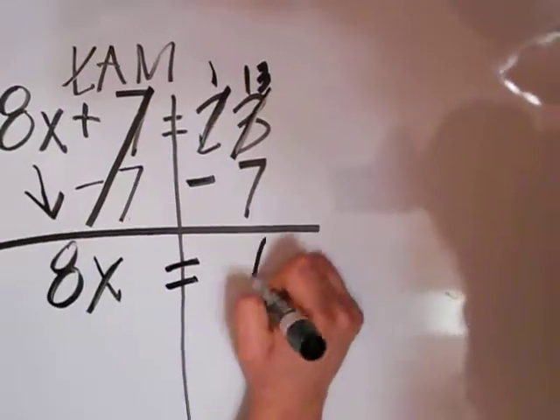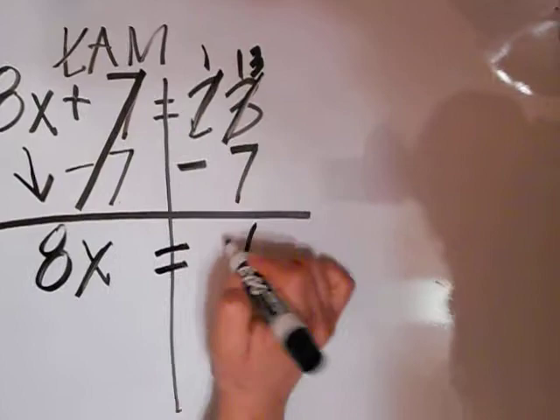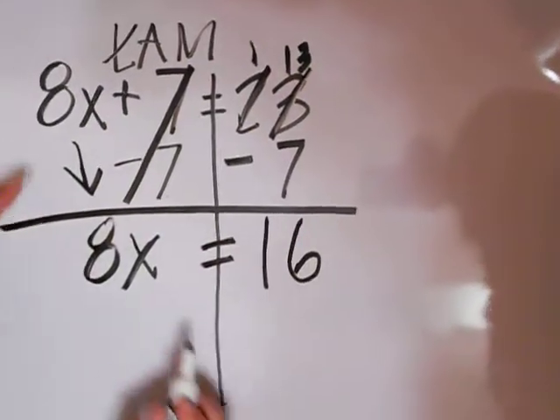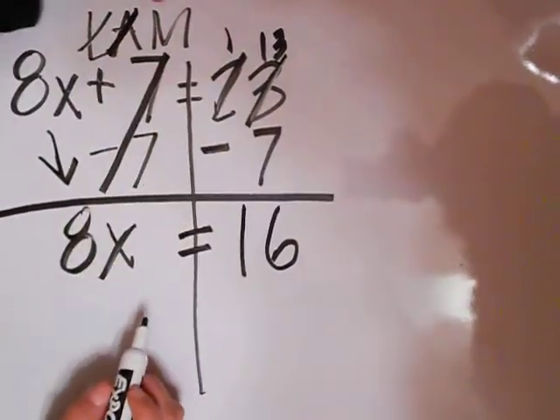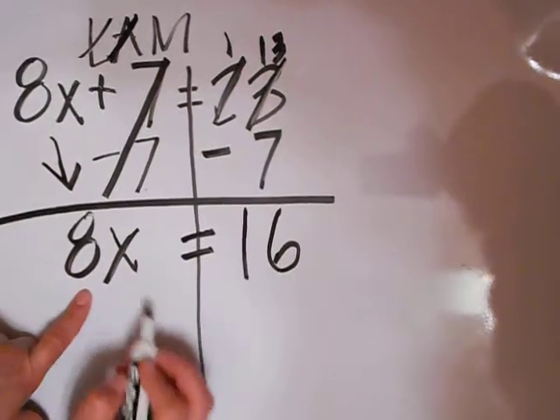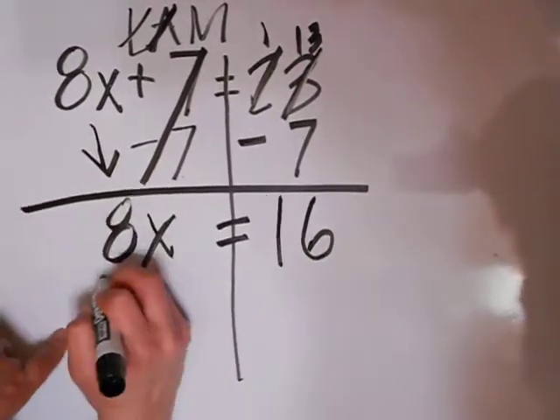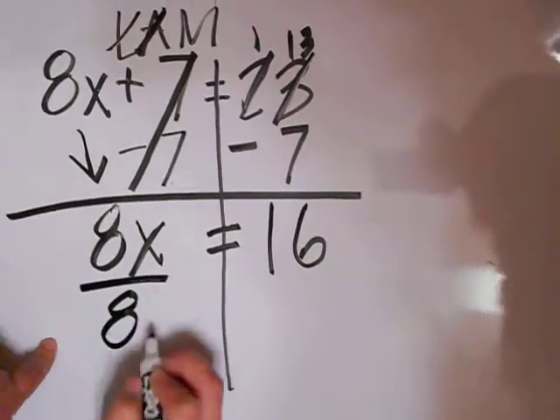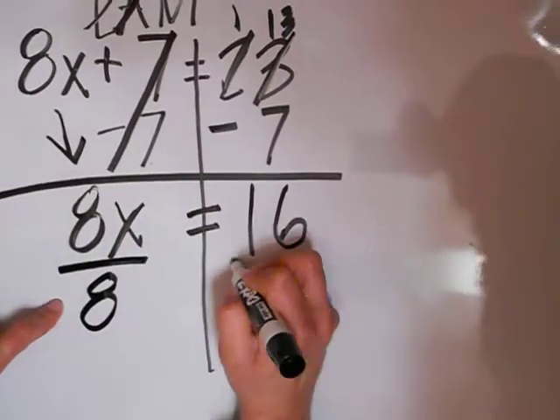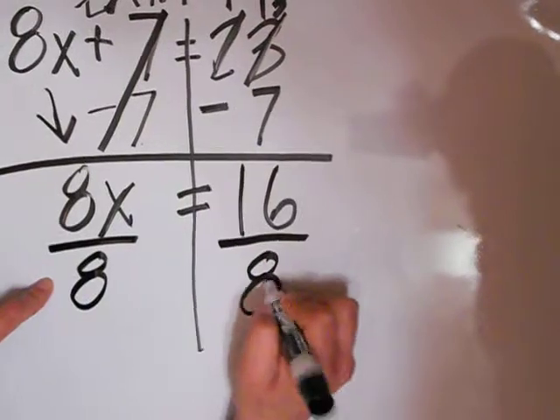minus 7 is 6. 1 minus 0 is 1. Now I have to do my M, multiply or divide. Since this is multiplication, I have to do the opposite, so I have to divide. So divide this side by 8. What I do to one side, I have to do to the other.